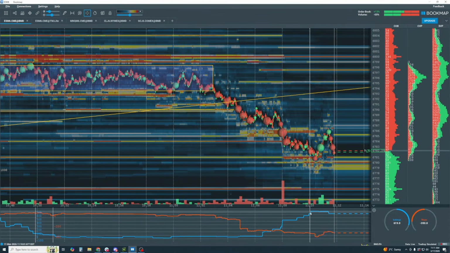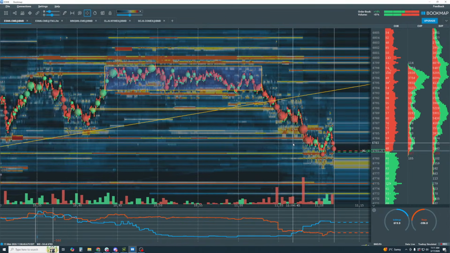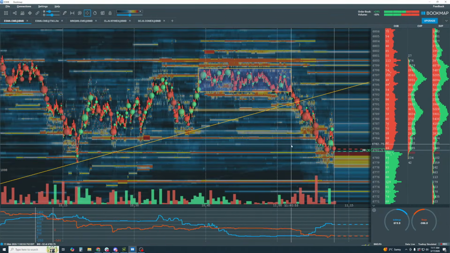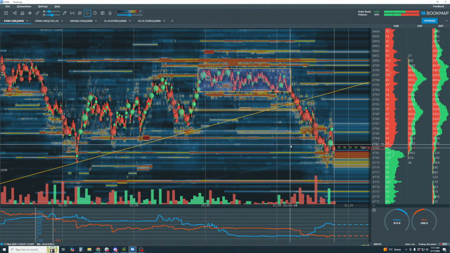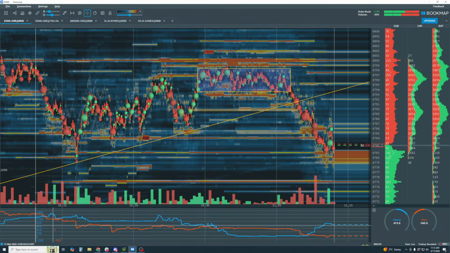Got some iceberg buying. It's not a whole lot. It's pretty mild.